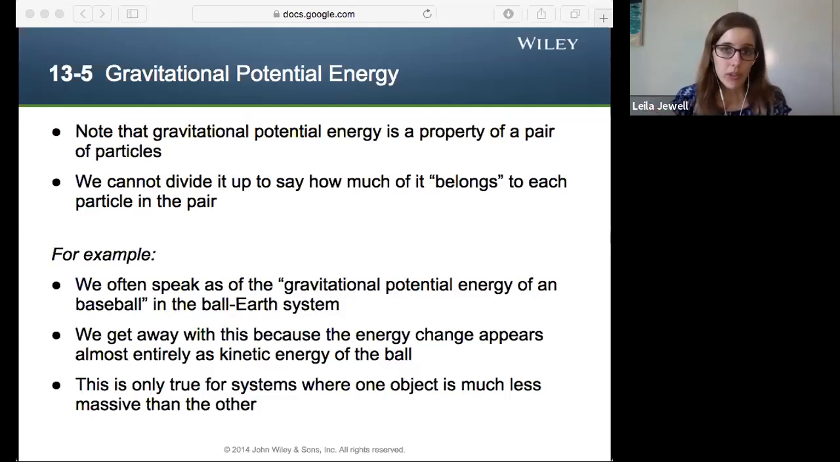So this only works for systems where one object's way smaller, way less massive, than the other. If you have two massive objects, like two planets, now we need to consider how they both have this pair of potential energy, and both of them are really critical. It's just we often zoom in onto the near Earth surface zone where it's just assumed that's all relative to Earth. But on the grander scale, we do have to consider both.